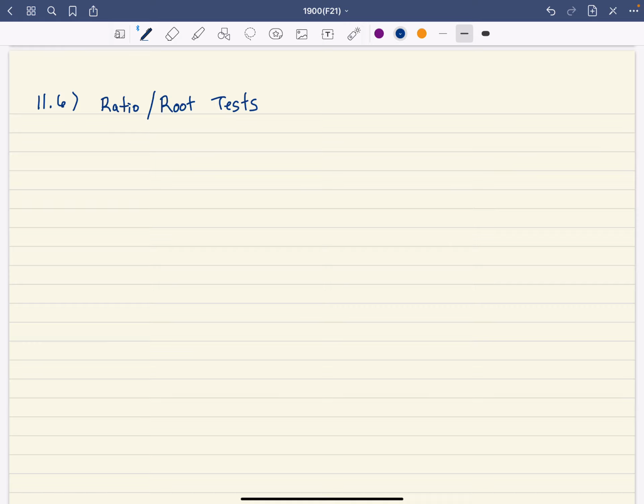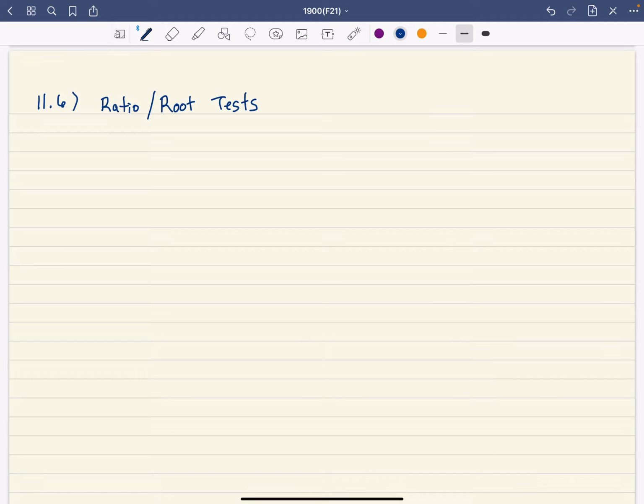They're actually very helpful and pretty robust. They work a lot of the time. But also, before we get into the ratio and the root tests, I want to describe that there's two types of convergence. Divergent sums are still divergent. There's nothing that we're changing there. But it turns out that there's actually two types of convergent series, and I want to explain that.